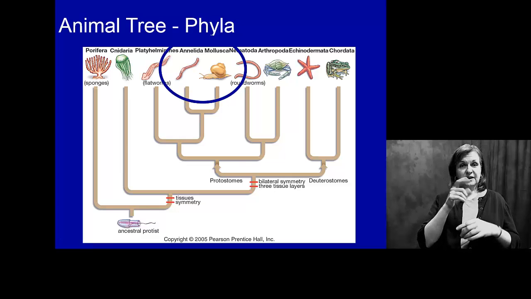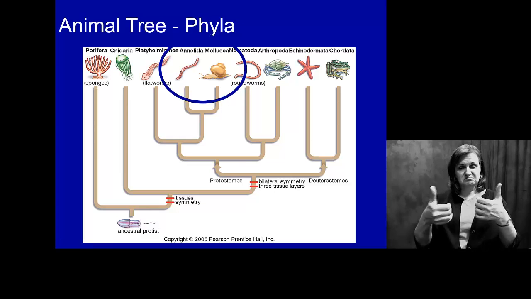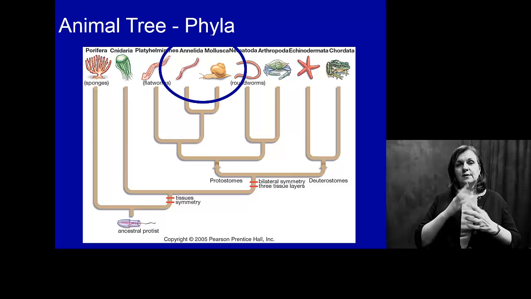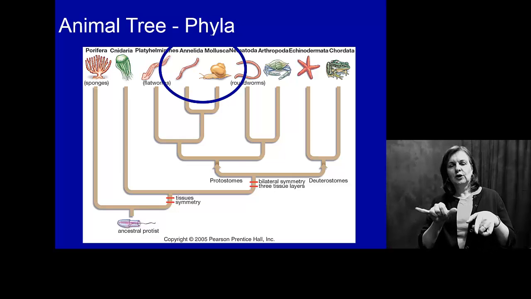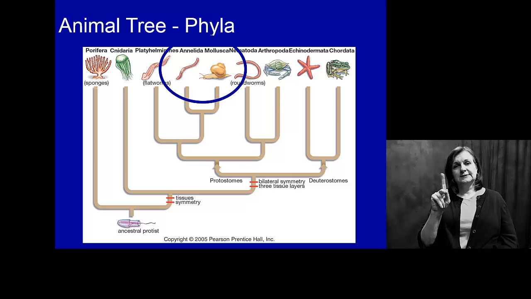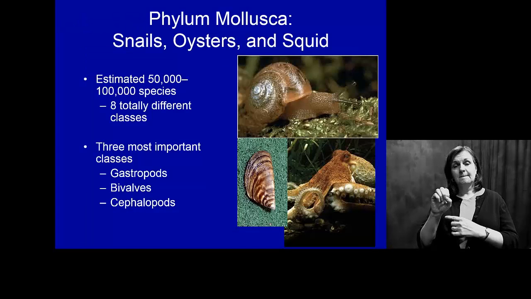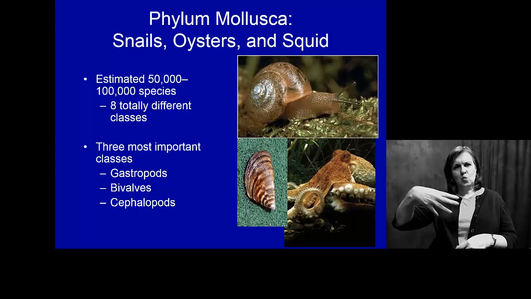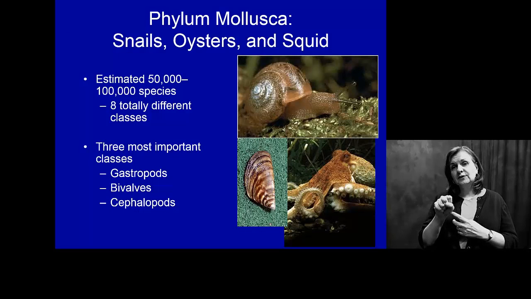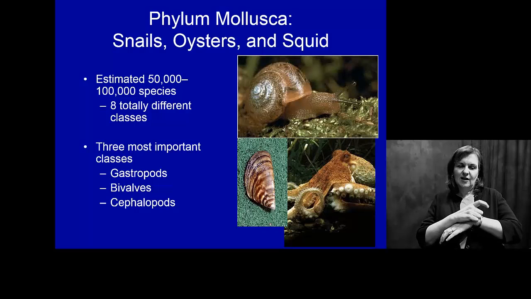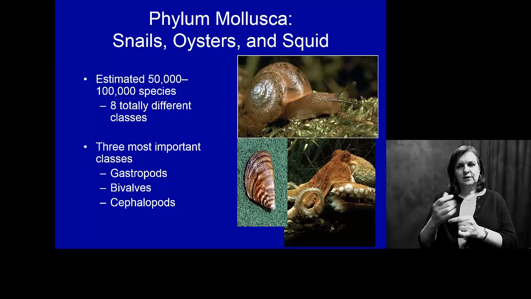Now that you have an understanding of earthworms and what segmentation means, I want to talk about a sister group to them and look at the mollusks. So when we look at mollusks, you may know many of these as squid and snails and oysters and so on, but there are actually 8 totally different classes of mollusks.